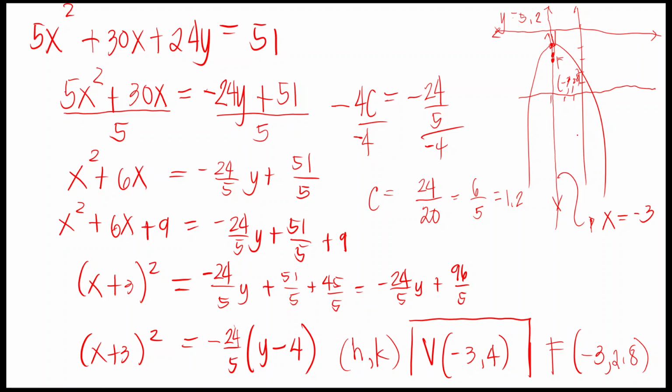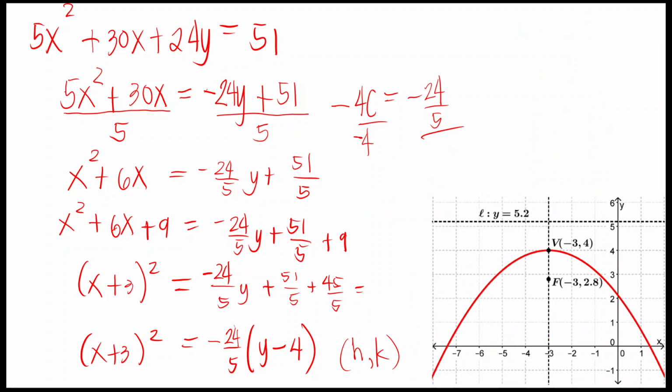And now we get all of the things that are required: the vertex, the focus, the axis of symmetry, and the directrix of the parabola. Any questions? Okay, so that is the graph of the parabola. We head on to the next example.